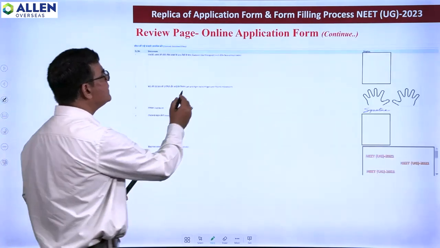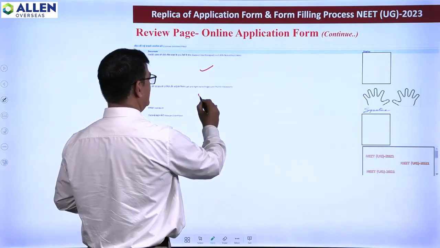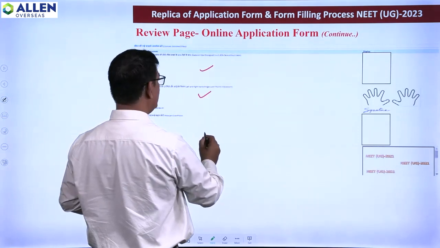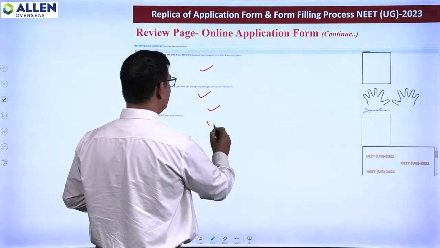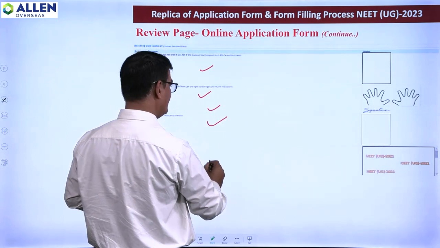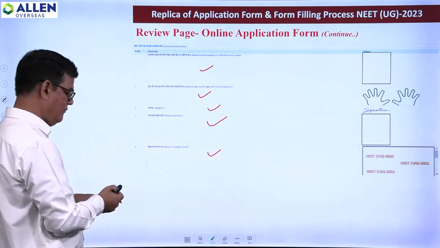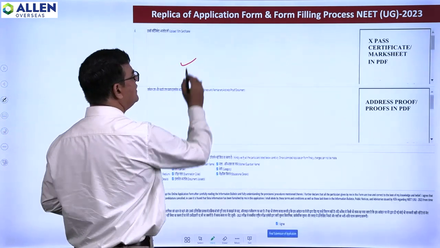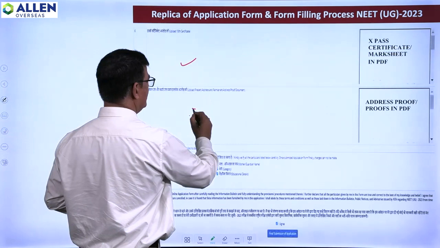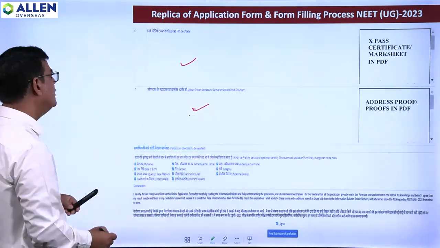Then the entire photograph is displaying, finger and thumb impressions are displaying, signatures are displaying, postcard side photograph is displaying, PWD certificate in case it applies, 10th pass certificate is displaying, and address proof, both are in PDF format.